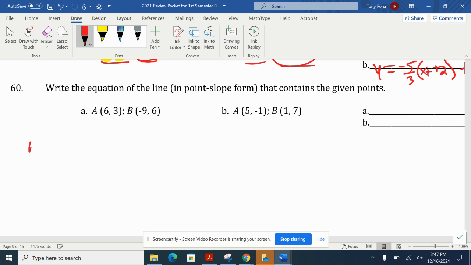So the slope formula is y2 minus y1 over x2 minus x1. I think we've already done this in the previous video. So for this problem, the y coordinate in the second point is 6 minus the y coordinate in the first point, which is a 3. In your denominator, you're going to do the x coordinate in the second point. That's the -9. And then subtract the x coordinate in the first point, which is a 6.